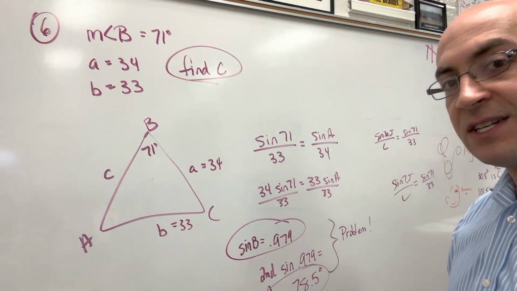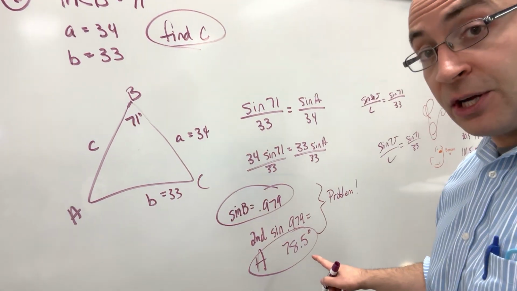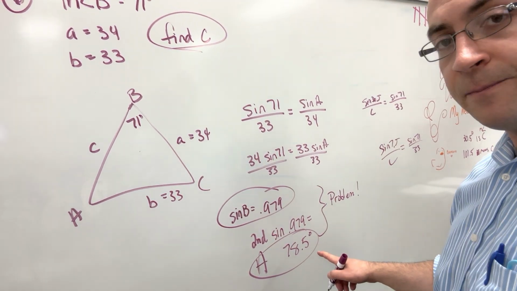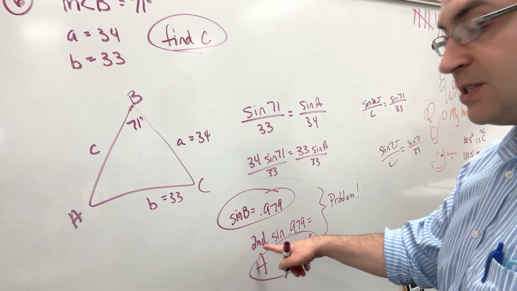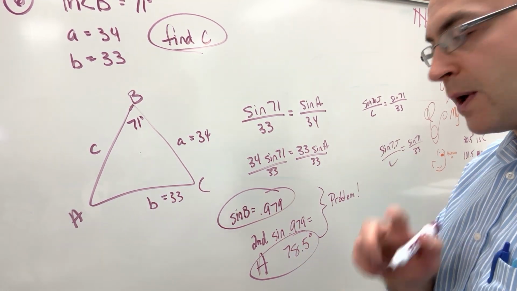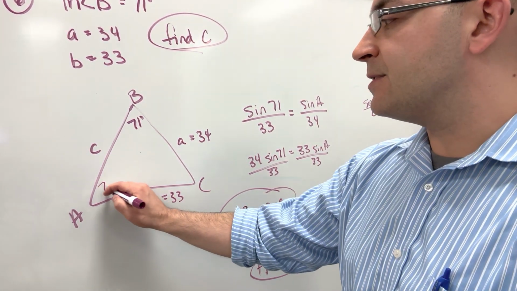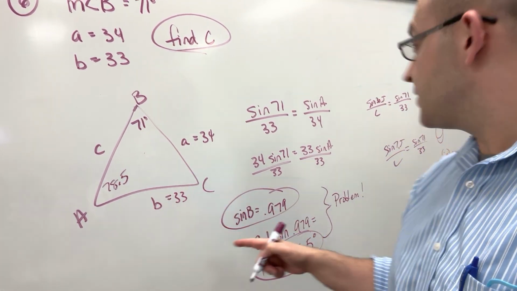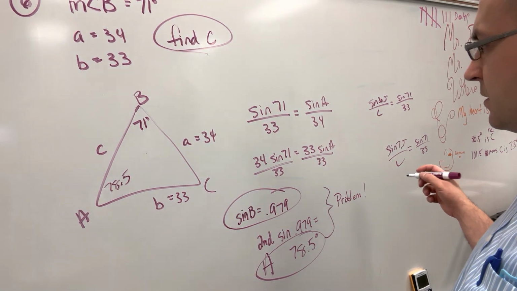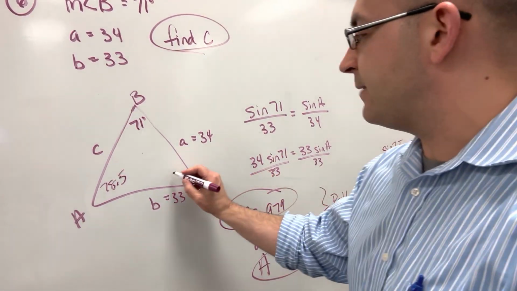So because I've got this 78.5 here, I'm going to go ahead and calculate what the side measurement for C is going to be when I input this in here. So we're actually going to do this twice. That 78.5 is going to go in here for A, which means I'm going to find the measure of angle C. And the measure of angle C is 30.5 degrees.